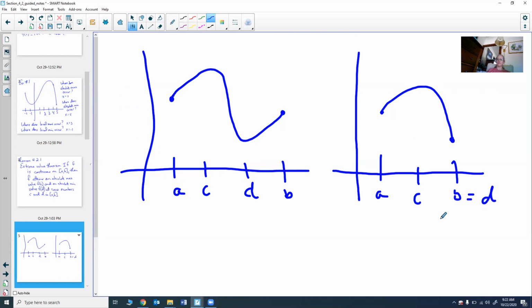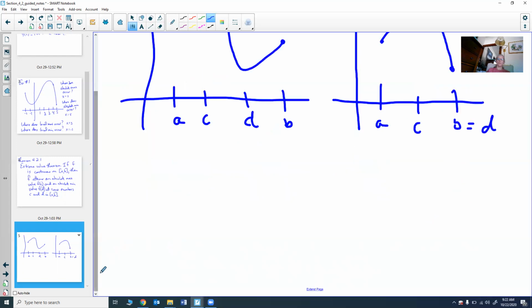So B and D are the same in this case. My local min occurs at B. I'm sorry, my absolute min occurs at B. And so that works beautifully for that. And so notice that your max can occur at the endpoints or it cannot, but it's still existing there.